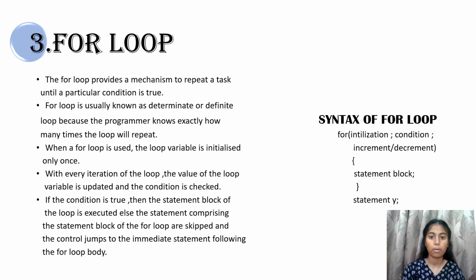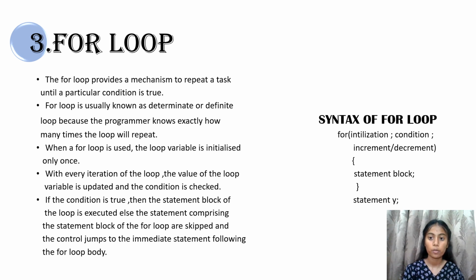Now we will be learning about the for loop. The for loop provides a mechanism to repeat a task until a particular condition is true. A for loop is usually known as a determinate or definite loop because the programmer knows exactly how many times the loop will repeat. When a for loop is used, the loop variable is initialized only once. With every iteration of the loop, the value of the loop variable is updated and the condition is checked. If the condition is true, then the statement block of the loop is executed. Else, the statements comprising the statement block of the for loop are skipped and control jumps to the immediate statement following the for loop body.